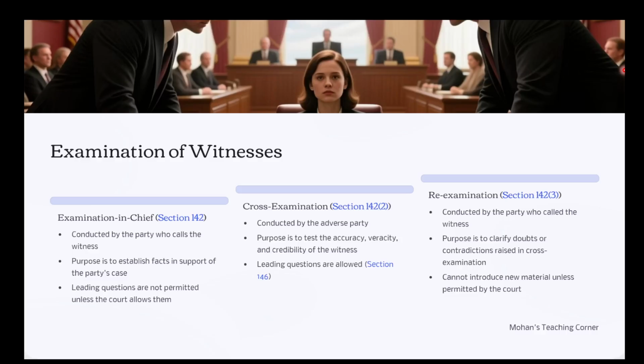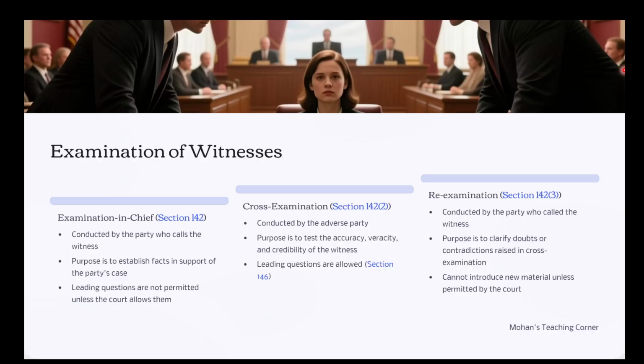So, examination of witnesses. Examination in chief, Section 142 BSA, is conducted by the party who calls the witness. Purpose is to establish facts in support of the party's case. Leading questions are not permitted unless the court allows them. This is about the examination in chief.